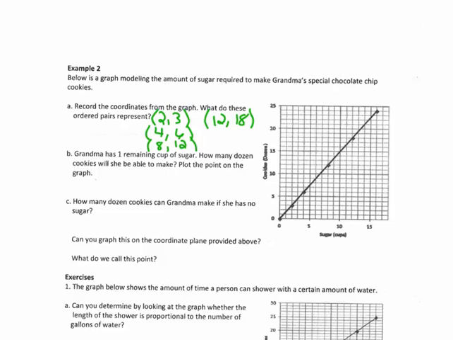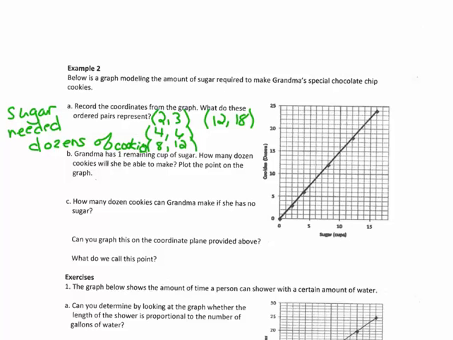So what do these represent? These represent the amount of sugar needed for the dozens of cookies. I know I didn't leave you guys a lot of space here, sorry. Grandma has 1 remaining cup of sugar. How many dozen cookies will she be able to make? Plot the point on the graph.